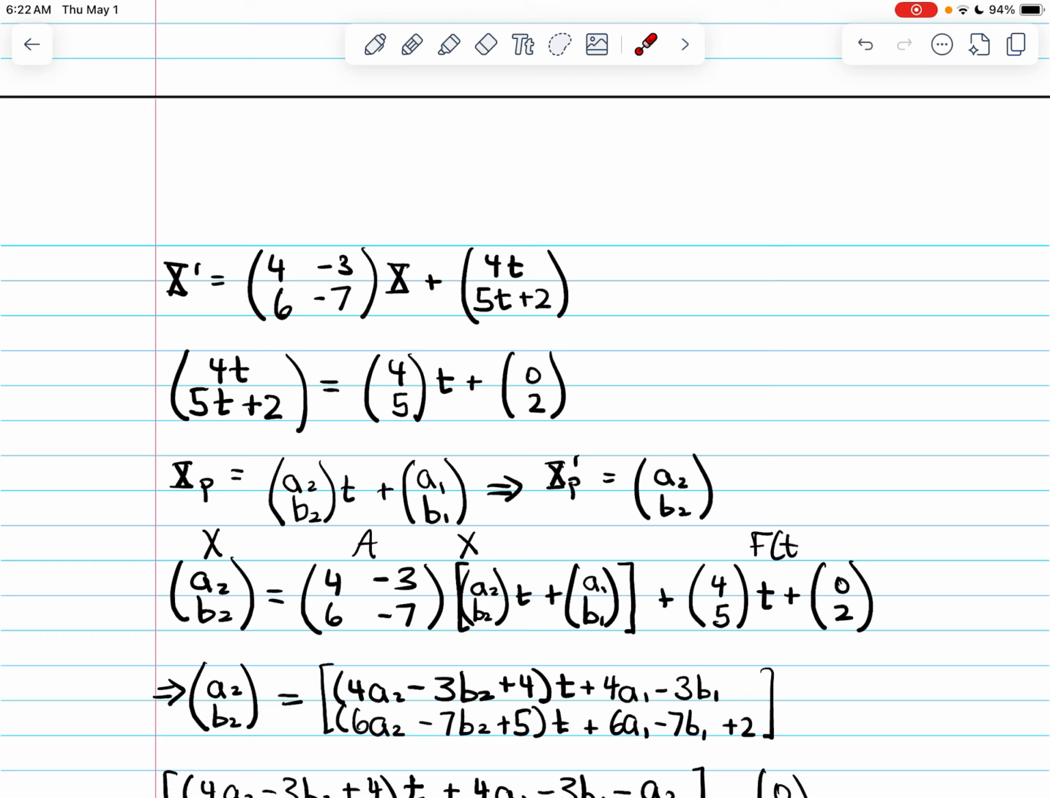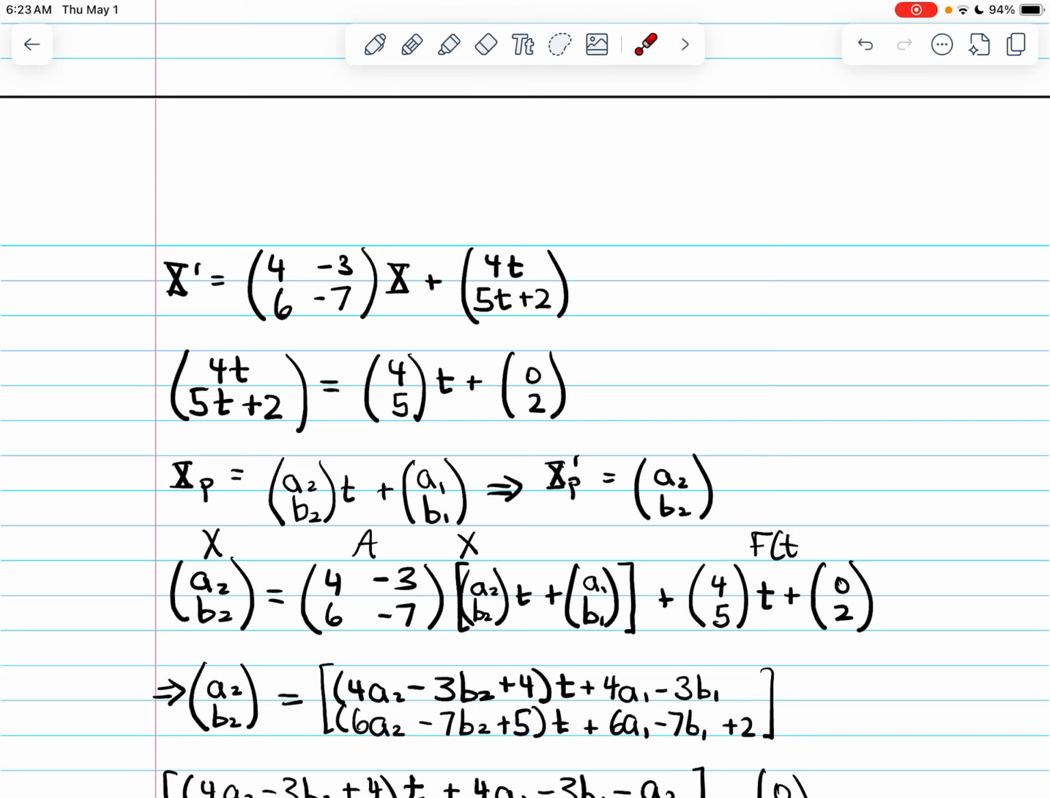Now you want to be sure you understand what's going on here. I'm going to take this 4 and multiply it by a2t. There's 4a2t right there. I went ahead and factored out the t. Plus 4a1. I put that right here. See? Plus 4a1.